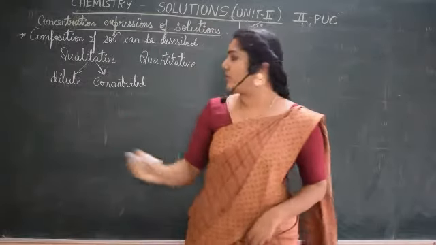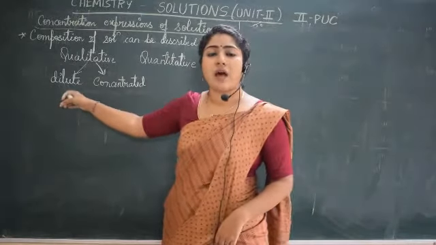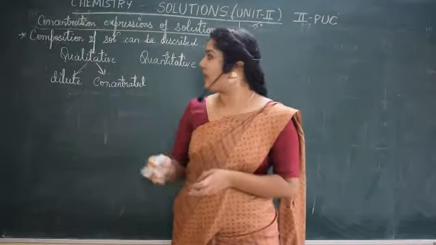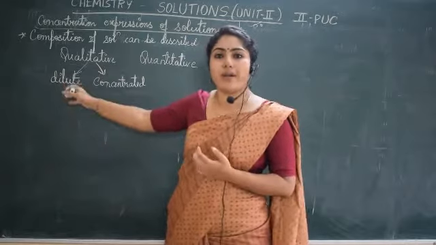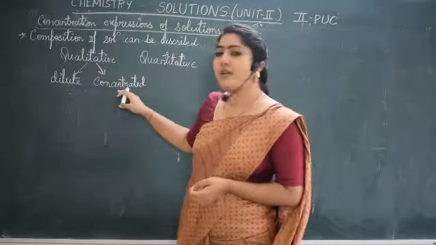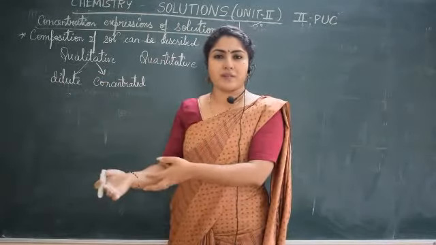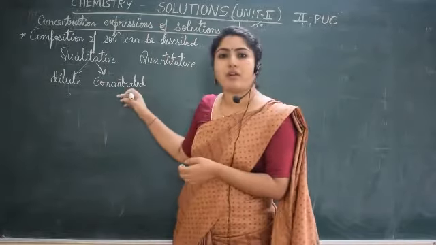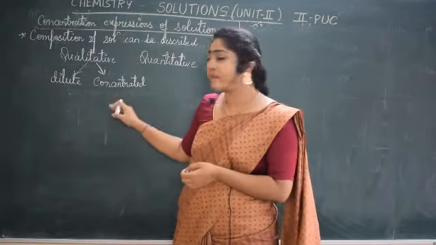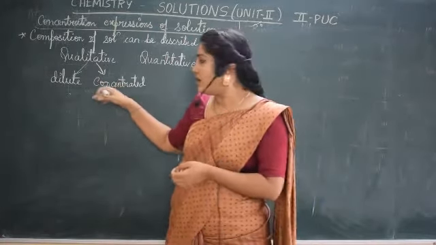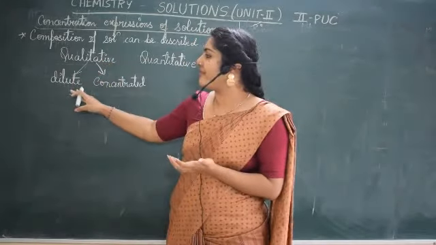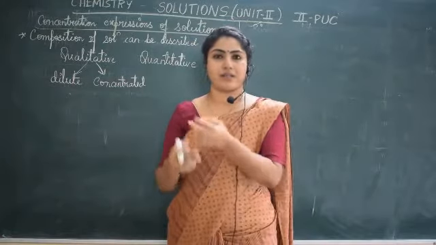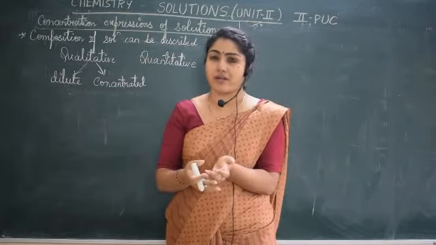Dilute one means what? Less amount of solute is present. If less solute and more solvent is present, we call it dilute. Concentrated means more solute is present in the given amount of solvent. Then we say concentrated. So this helps us to know the nature of the solution, whether it is dilute or concentrated.